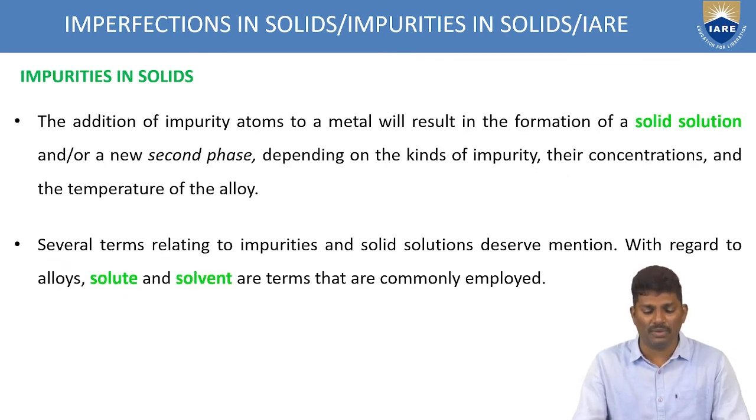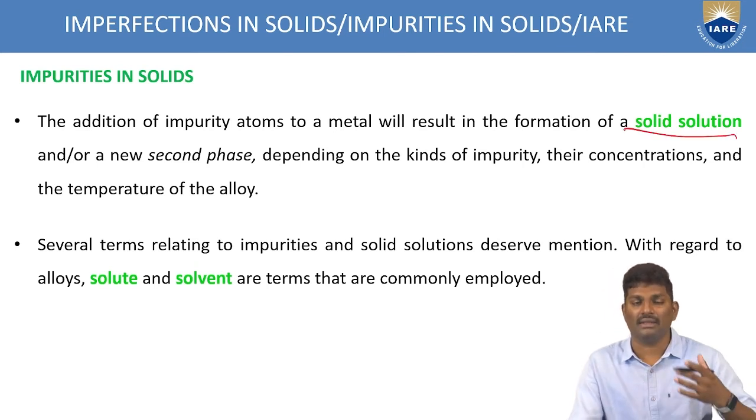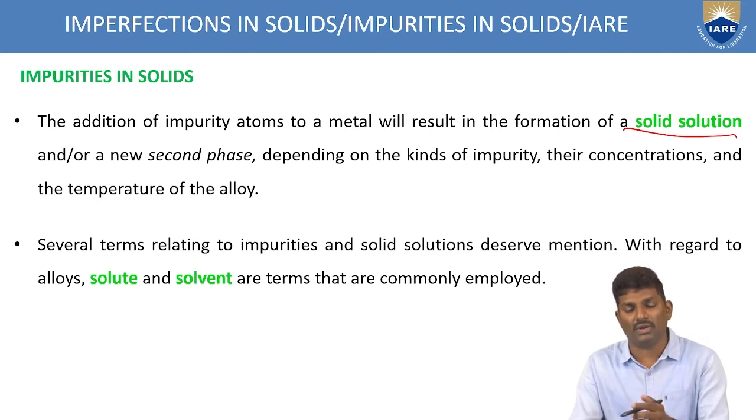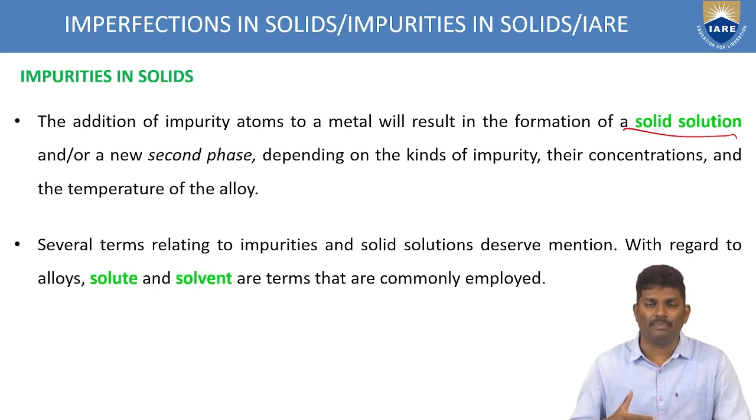The addition of impurity atoms to the metals will result in the formation of a solid solution. So what is a solid solution here? We are adding another material to the base material in the form of a solid solution. That's how we get composite materials: by adding another material in the form of a solid solution to the base material, we get different types of materials.